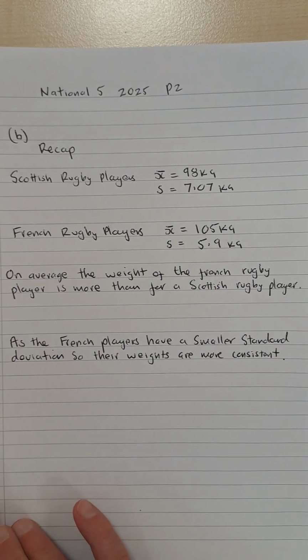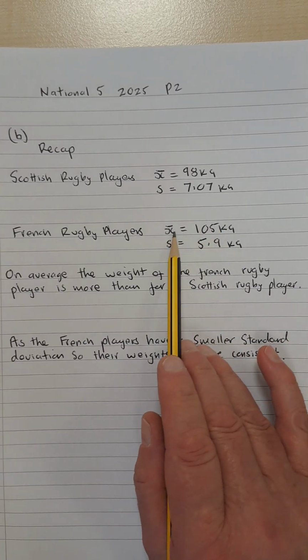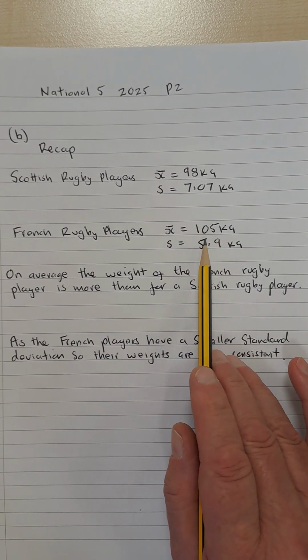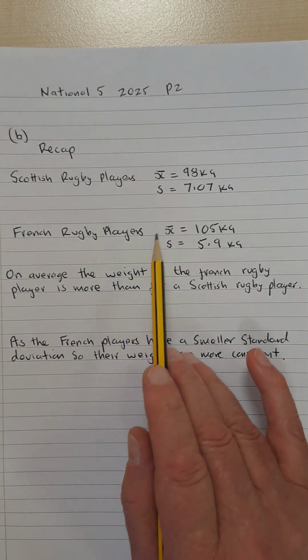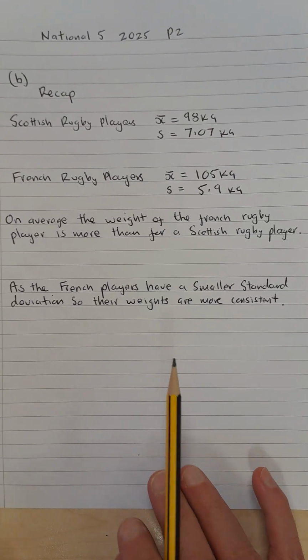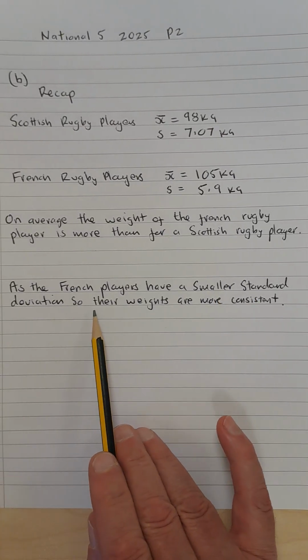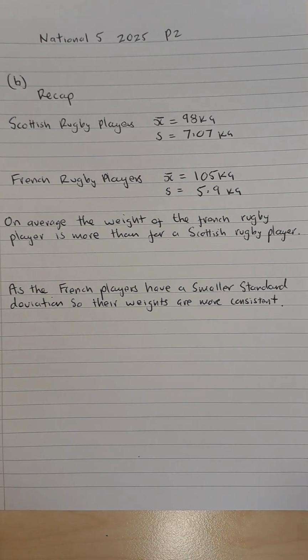That's more than that. What does a smaller standard deviation mean? It means that the French rugby players are more consistent. Their weights are closer to the 105 in general than the rugby players are to 98. So, as the French rugby players have a smaller standard deviation, the word we're looking for, their weights are more consistent. And that's it there.